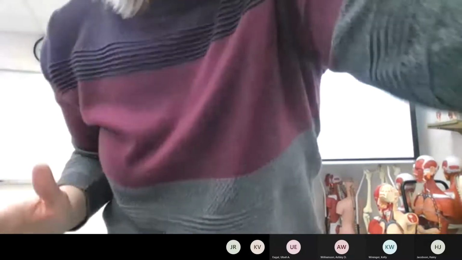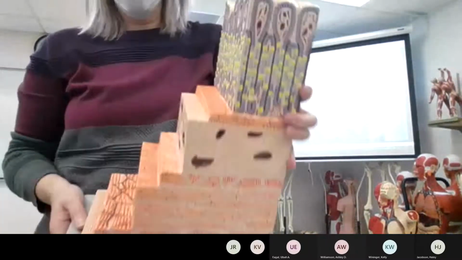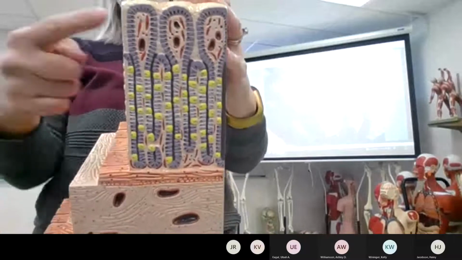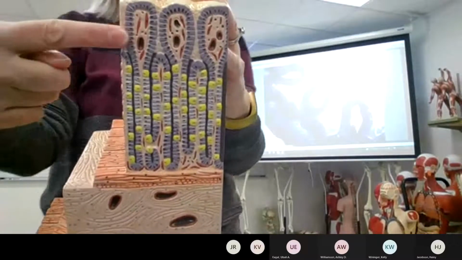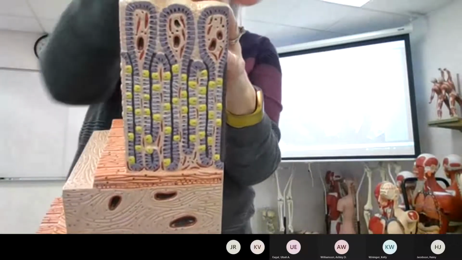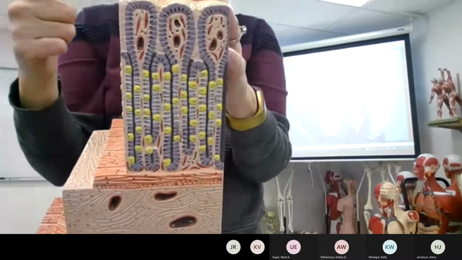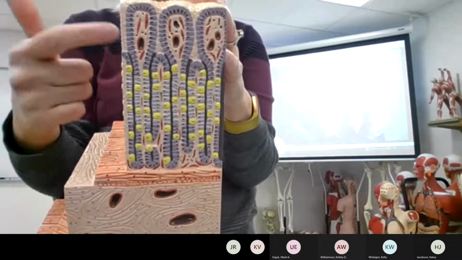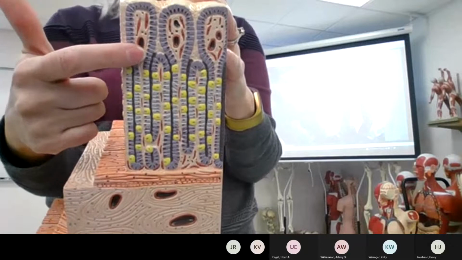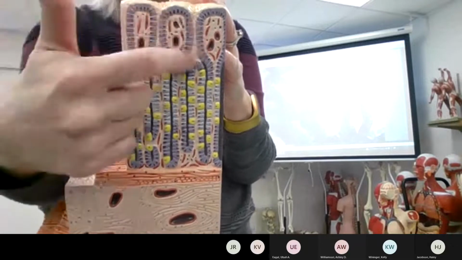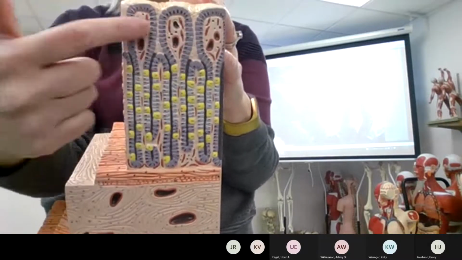Okay, now by model, this is a stomach model. So what should be these purple cells pushing into the lumen of your stomach? Simple columnar cells. Okay, so all of these purple cells here, these are simple columnar cells.